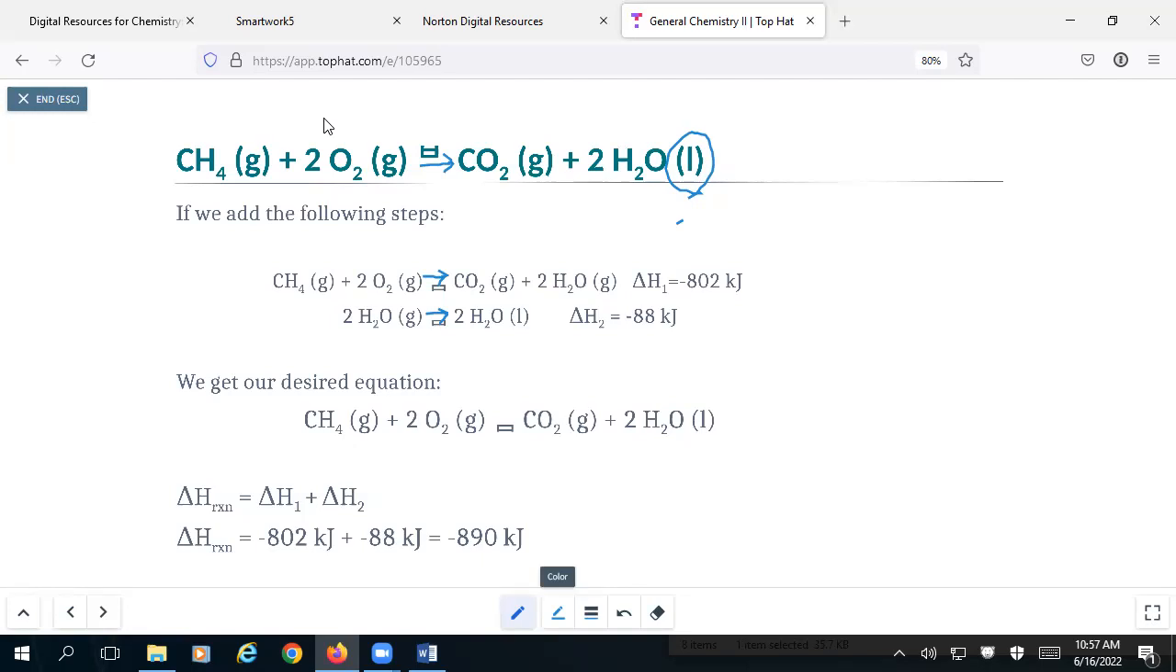To get the reaction I'm interested in, I need to add these two equations together. When I do so, the waters in the gas phase will cancel out. So add together the equations. I can add together the enthalpies. The overall enthalpy for the reaction we're interested in is negative 890 kilojoules, because the two steps were negative 802 and negative 88. Add those two together, I get the negative 890.